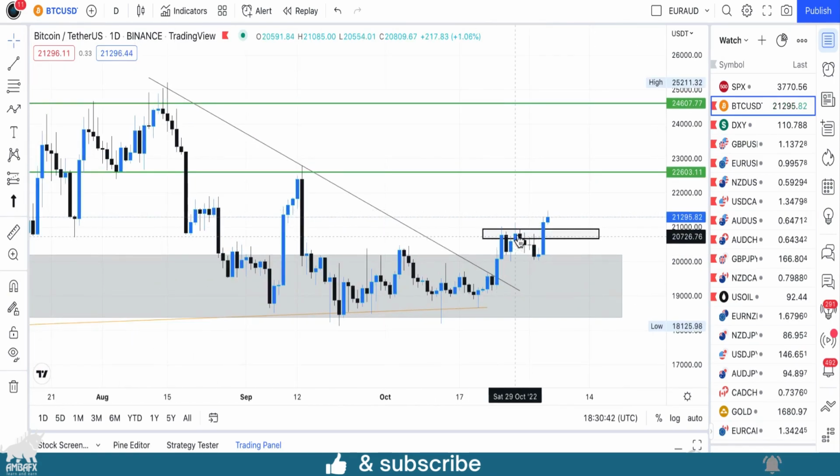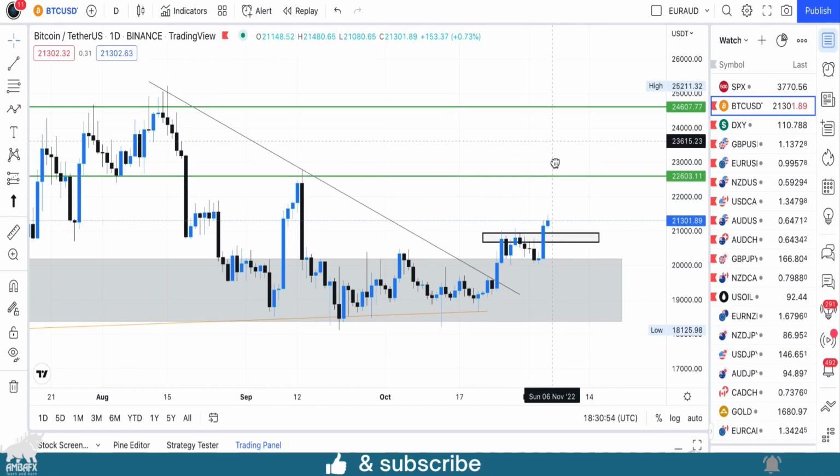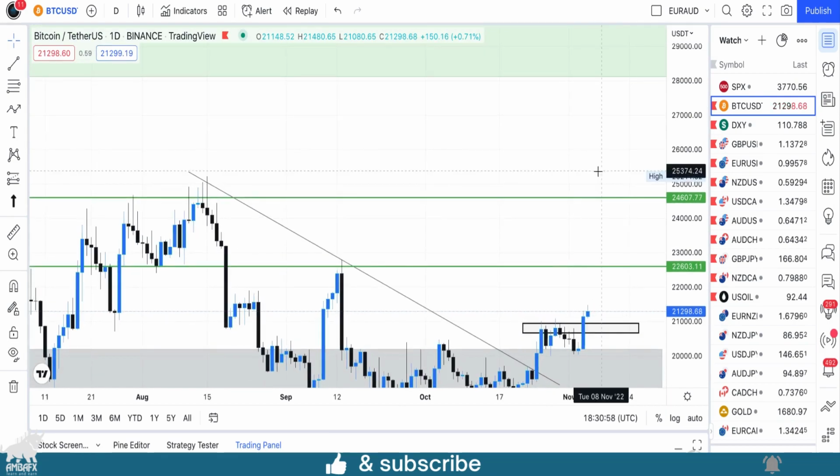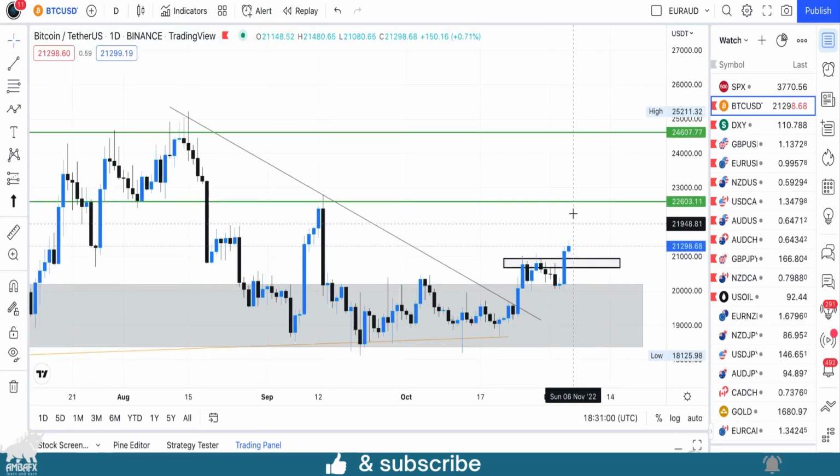So we broke this level right here. So we are looking at 22 as the next target. That is 22,500 as our next target. So if this one breaks, we are going to 24k. Then if it breaks, we are going to 28k. So let's see how it goes right there. So this is our next target.